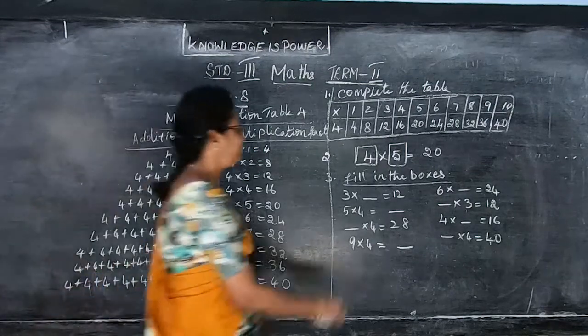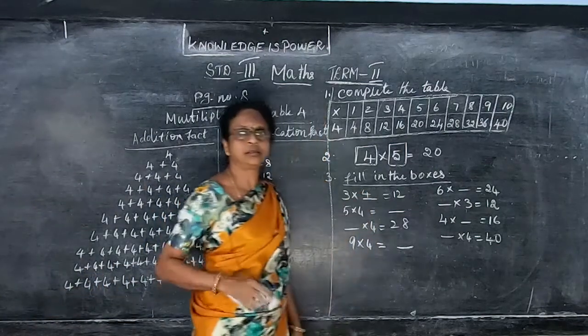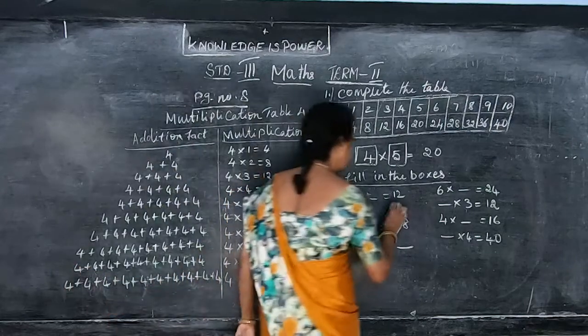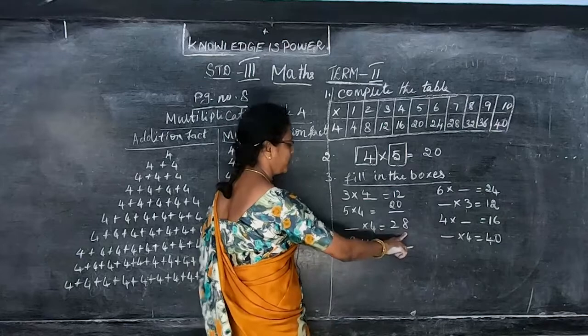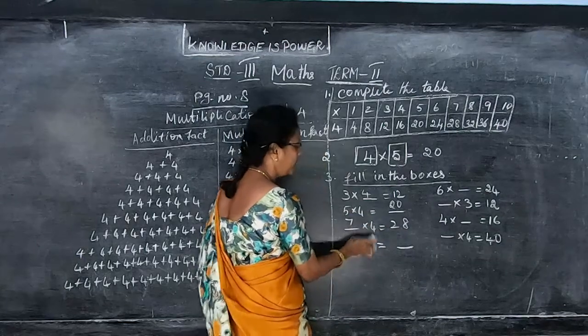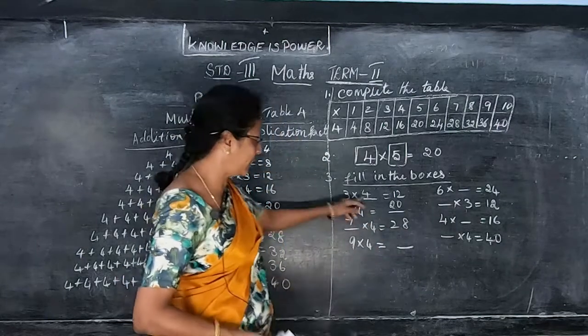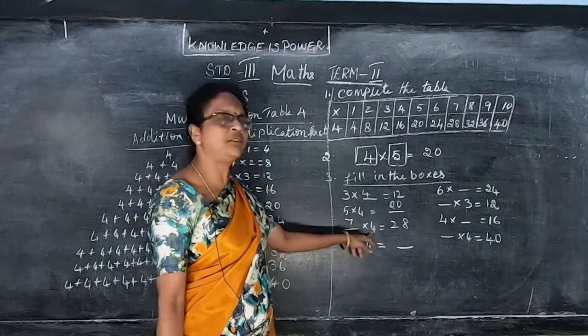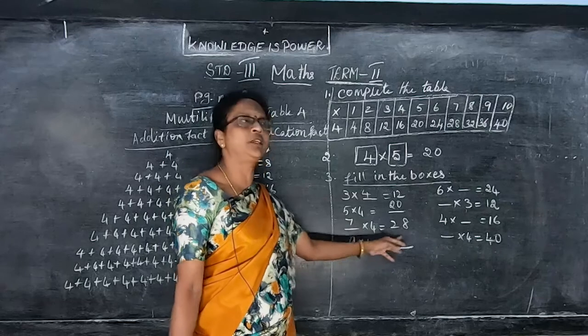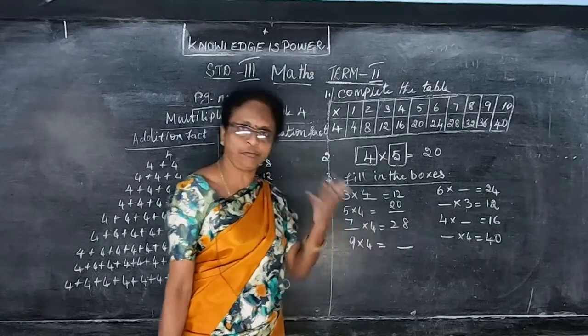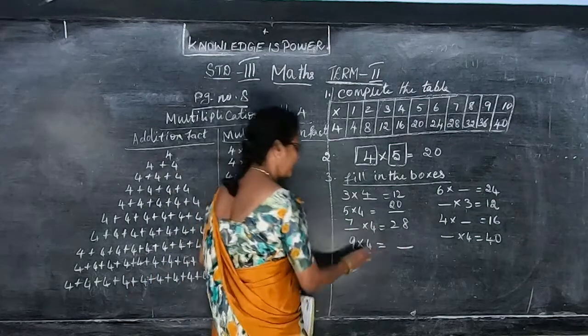Now, 3 4s are 12. 5 4s are 20. Then dash into 4 equal to 28. 7 4s are, we are learning the 4 tables only. So, here they have given only 4. So, you see the 4 tables. Now, we are learning the 4 tables. So, you can say dash into 4 equal to 28. So, you can say the 4 tables. So, 4 7s are 28.